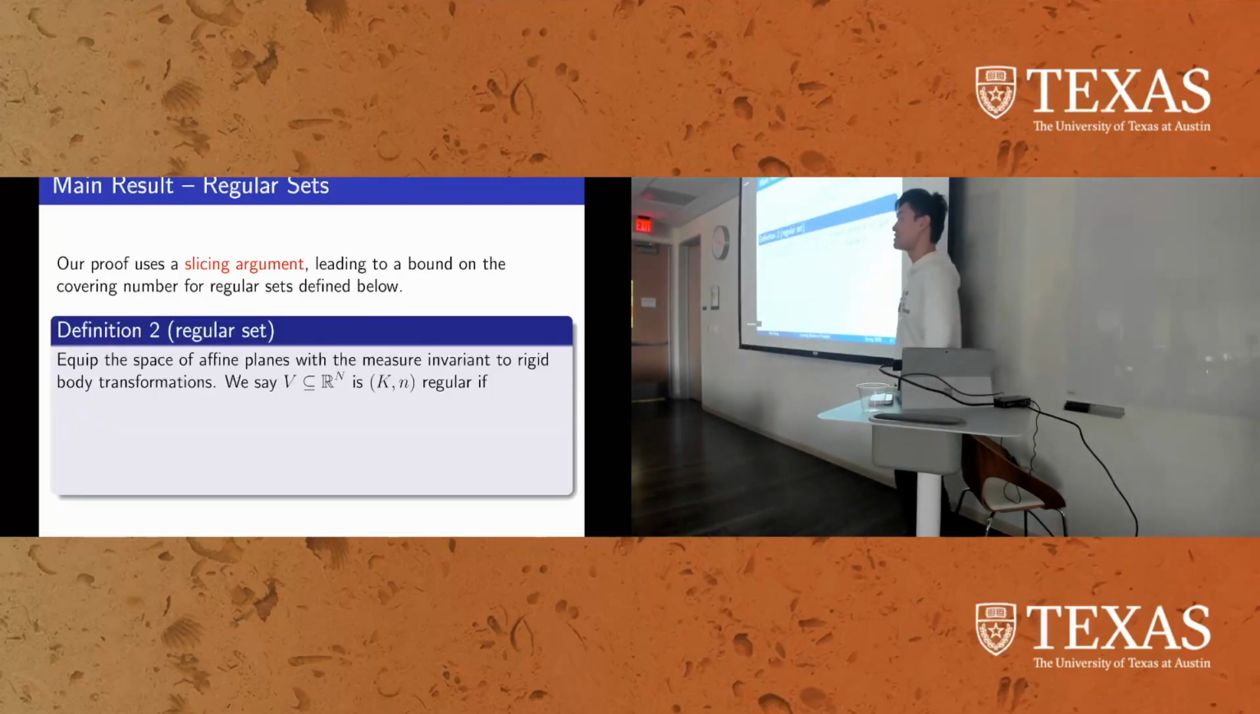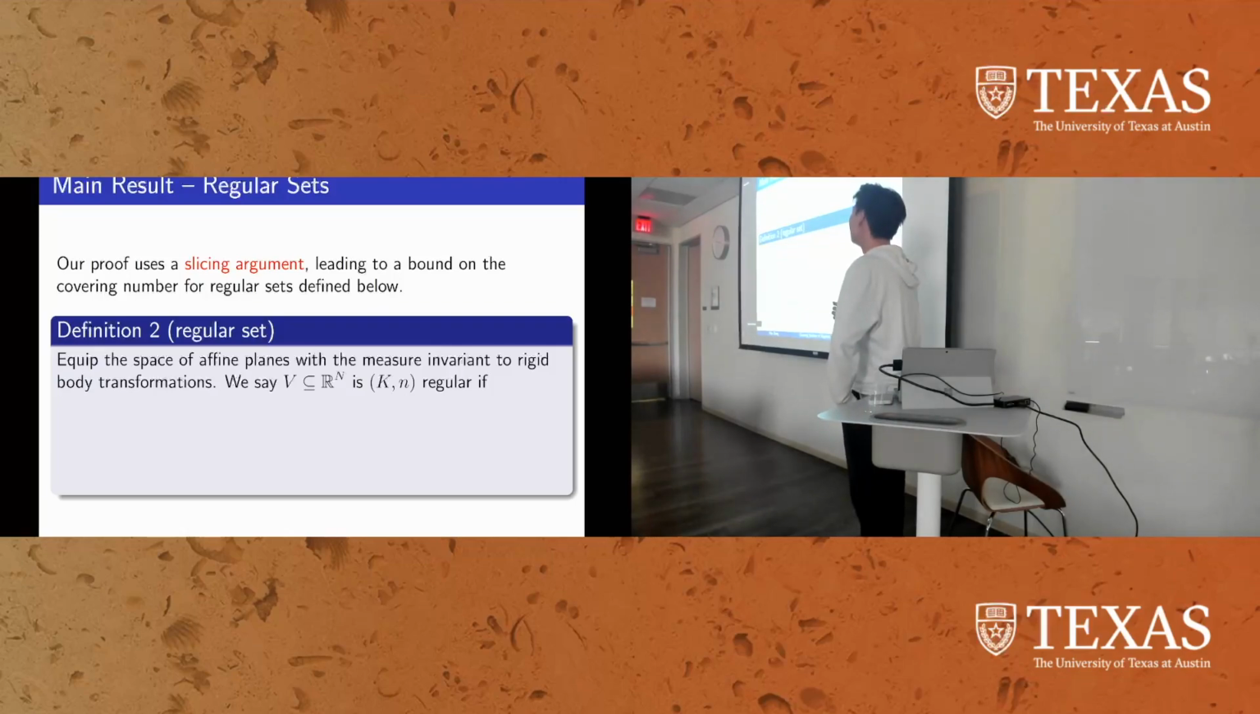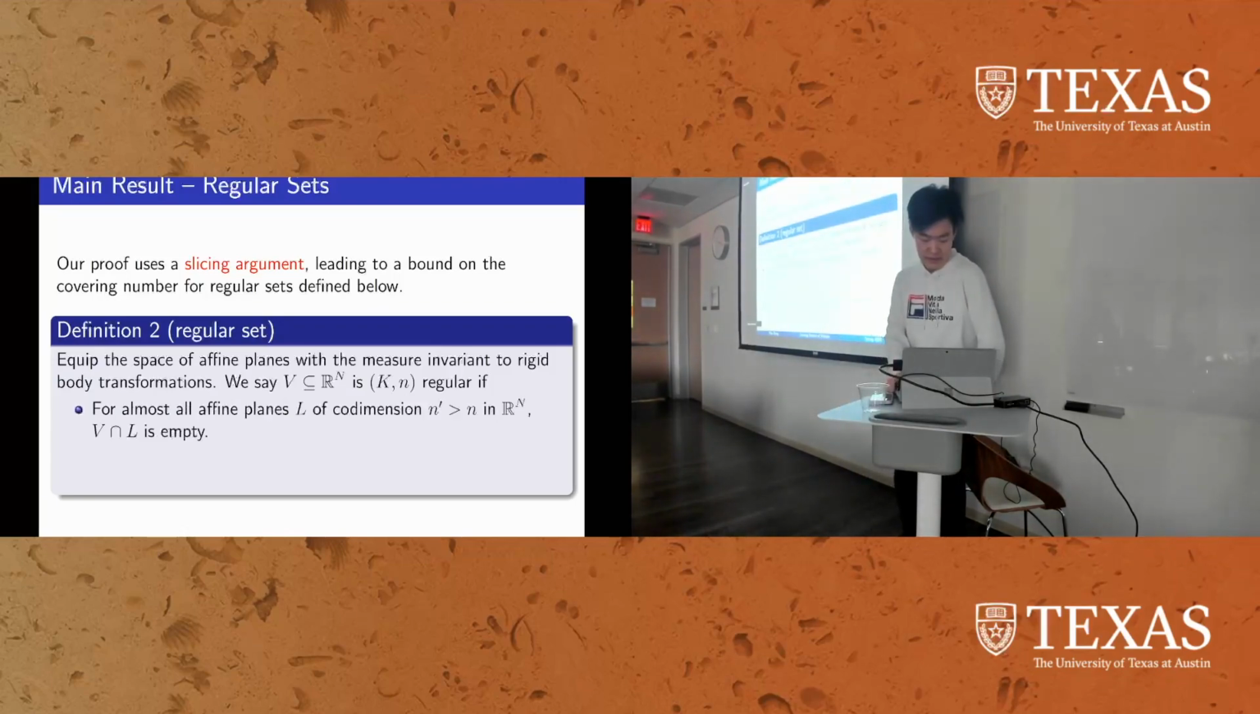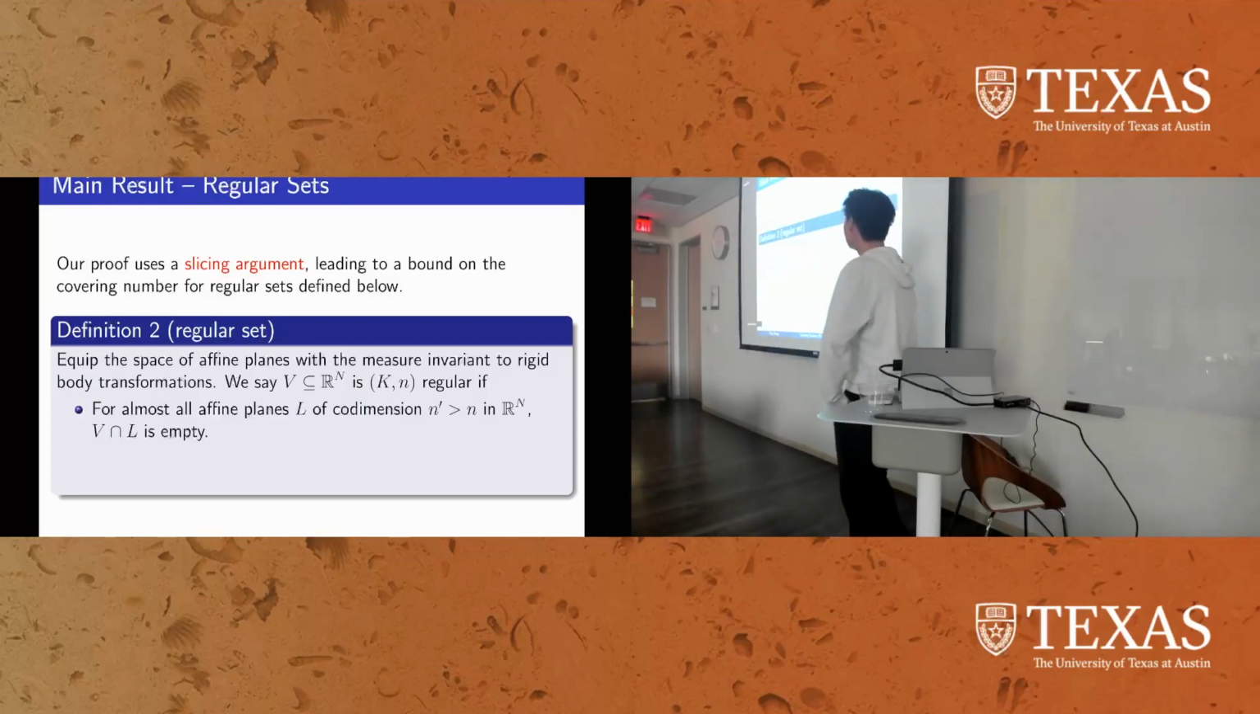So what is a regular set? You can think of this as a curve in R3, as I'll explain. So we say a set V in R^N is (k, n)-regular if you intersect your set with a linear space L that has very low dimension, in the sense that the codimension n prime is greater than n, then for almost all these affine planes, you will not have any intersection. So if you think of a smooth curve in R3, you intersect with one-dimensional straight lines, you will almost always miss the curve.